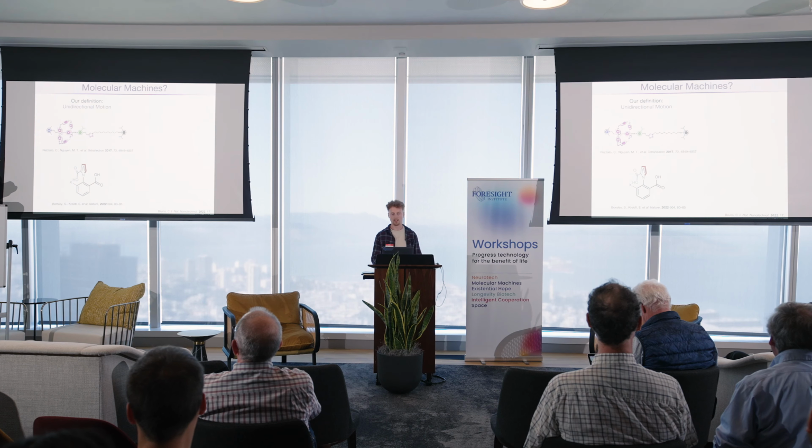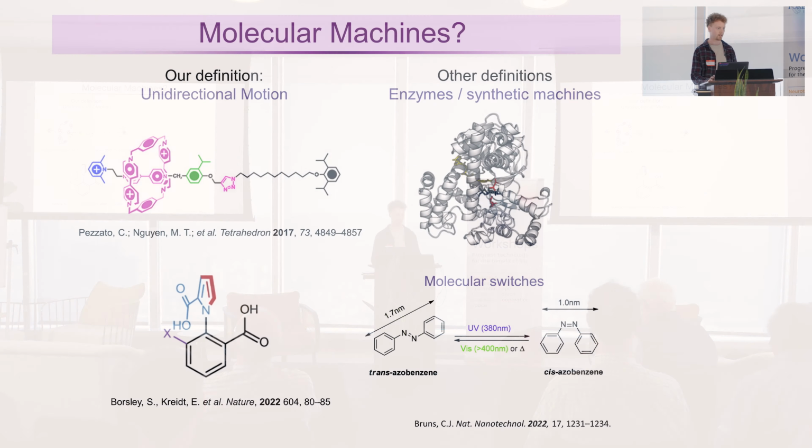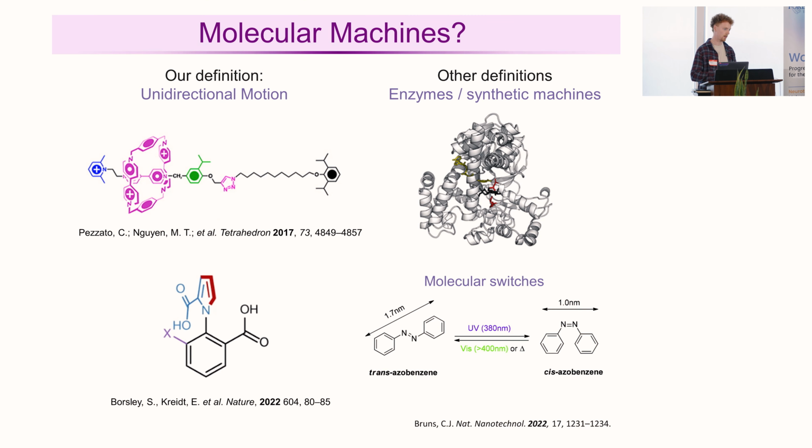First, I want to talk about the definition of molecular machines, because the definition that we use in the Stoddart group and in other groups such as the Feringa group and the Lee group and many others is a little different to the definition I think that's implicit here with the molecular machines. Our definition centers around unidirectional motion. In the case of this molecular pump that I'll be talking about more today, we're talking about the unidirectional motion of the ring along the thread molecule, along the pump.